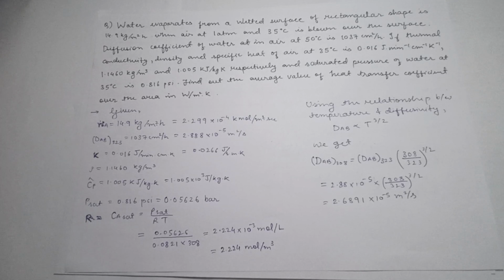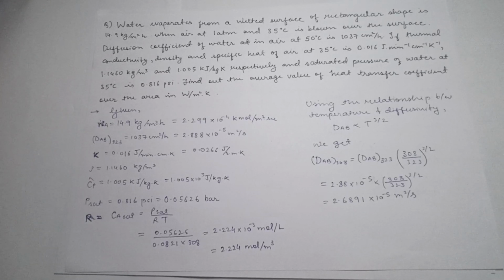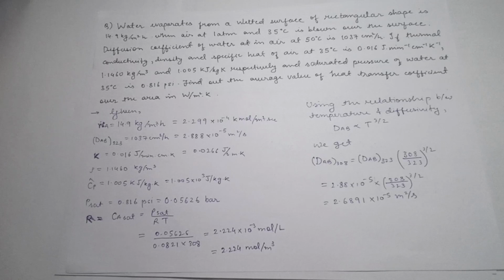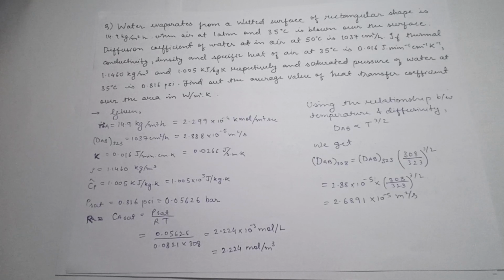If the thermal conductivity, density, and specific heat of air at 35 degrees Celsius are 0.016 joule per minute per centimeter per Kelvin, 1.1460 kg per meter cube, and 1.005 kJ per kg Kelvin, respectively, and the saturated pressure of water at 35 degrees Celsius is 0.816 psi, we have to find out the average value of heat transfer coefficient over the area in watt per meter square Kelvin.